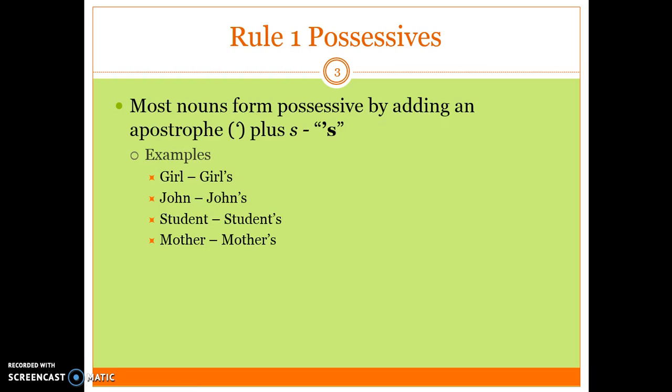Let's look at rule number 1. Most nouns form the possessive by adding just an apostrophe plus an S. So, girl becomes girl's, John becomes John's, student becomes student's, mother becomes mother's. Now when I pronounce it, it sounds as if they are plural, but they're not plural, they're showing possession.